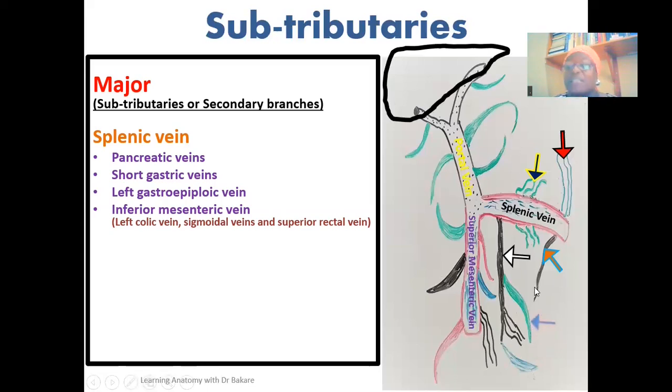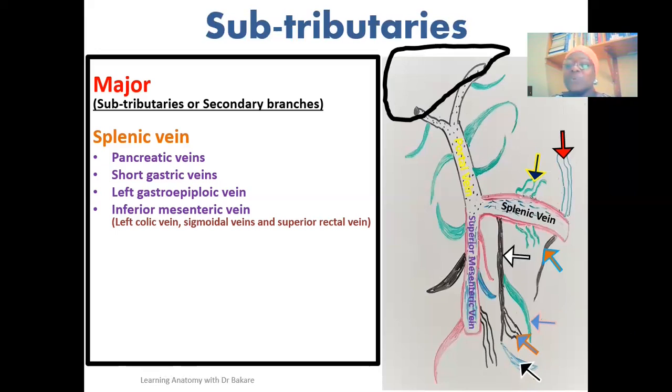This is the left colic vein here, highlighted in green. The left colic vein will drain the descending colon. Then we have the sigmoidal veins. These are the sigmoidal veins here, highlighted in black. This is seen to drain the sigmoid colon. Then we have the superior rectal vein that is arrowed here in black.